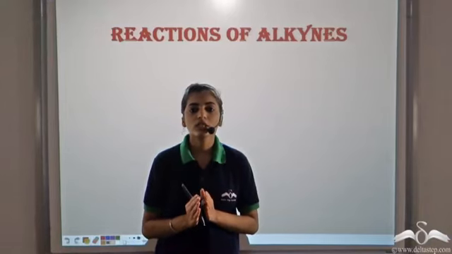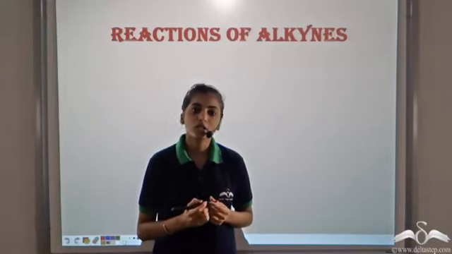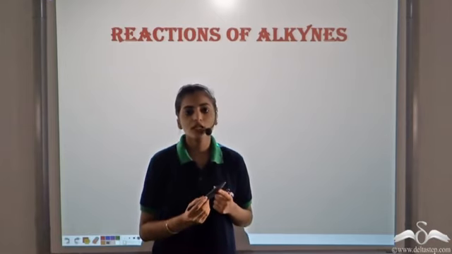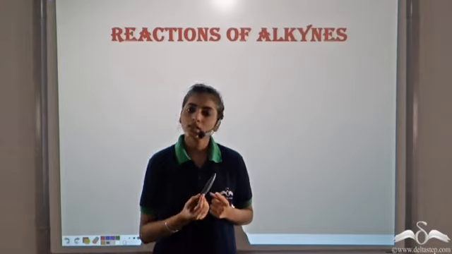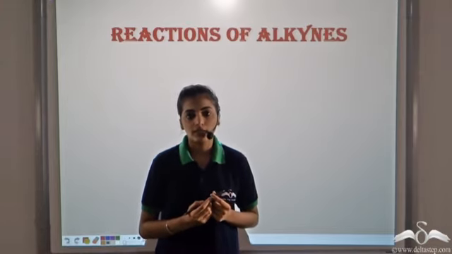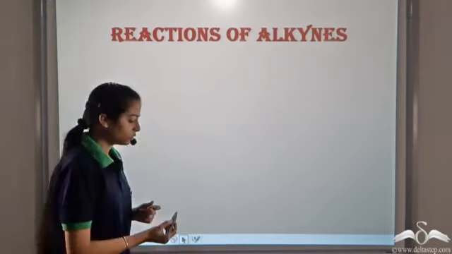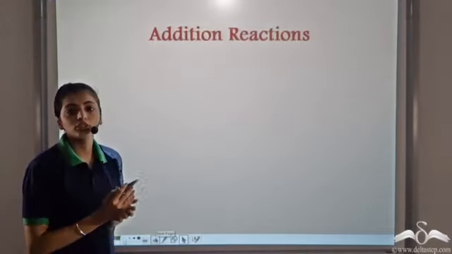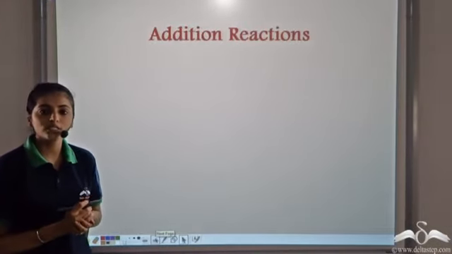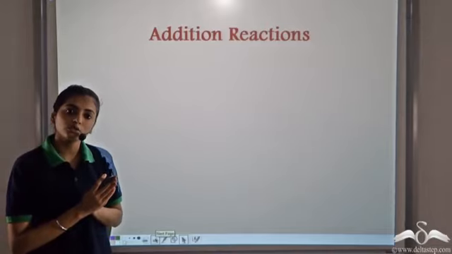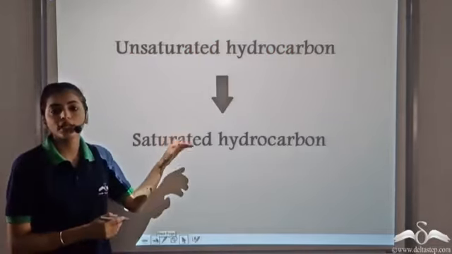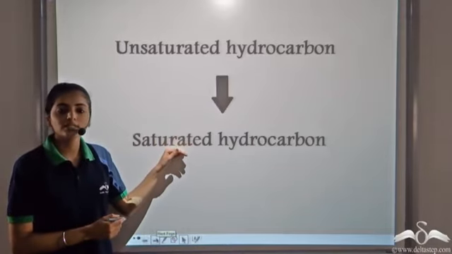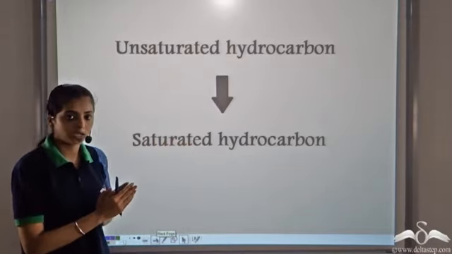Alkynes are unsaturated hydrocarbons having the general formula CnH2n-2. We have seen the formation of alkynes. Let's look at some of the reactions of alkynes. We know that alkynes give addition reactions. This is because alkynes are unsaturated hydrocarbons. All unsaturated hydrocarbons always tend to become saturated, and this is done by undergoing the addition reactions.